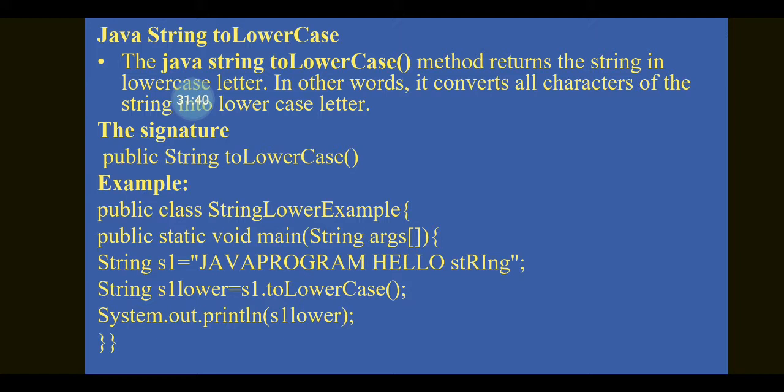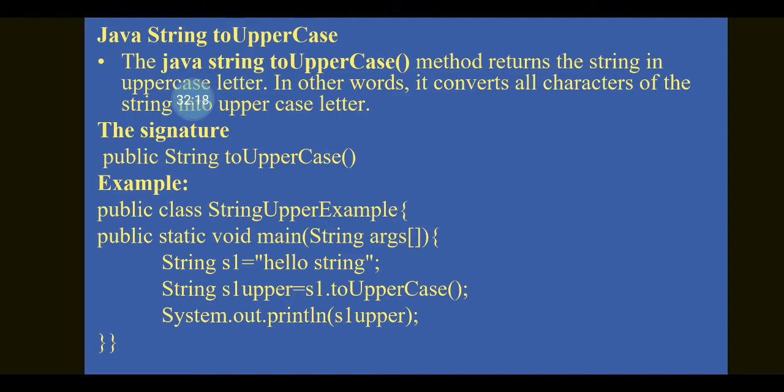So if I want to store the string after performing some operation, I have to store the resultant string in a new string object. So here, String s1lower equals s1.toLowerCase, so that the particular string will be converted into lowercase, and the lowercase result has to be stored in one more new object. So when you access the particular new object, you will get the result.